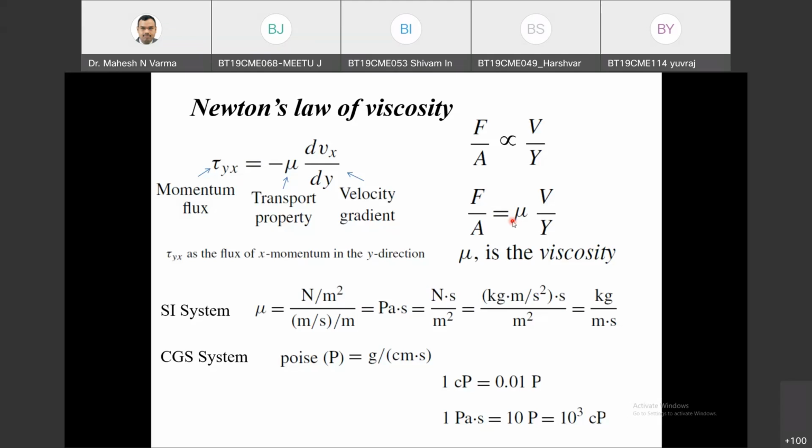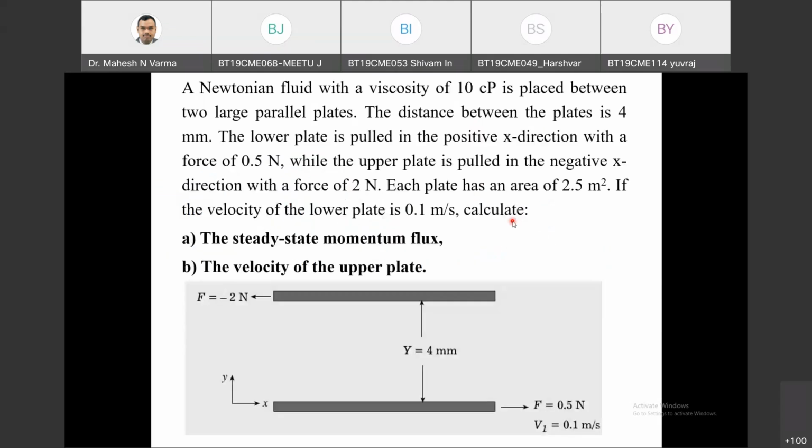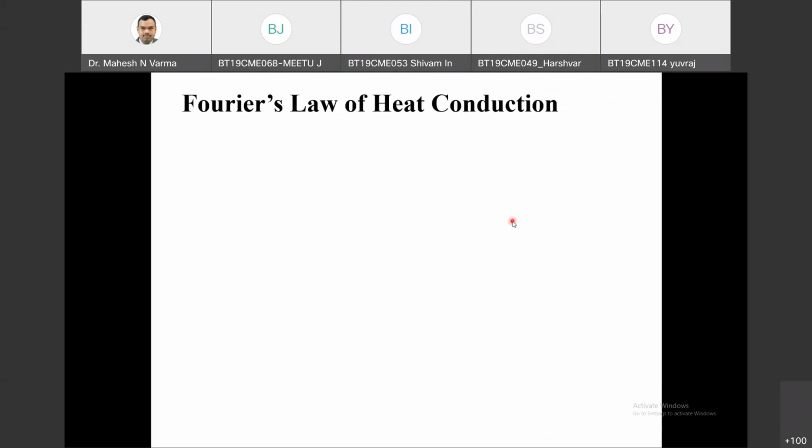Okay, then now we'll move on to Fourier law of heat conduction. This is just a problem, so we'll try to solve this problem maybe in tutorials. The tutorial is kept just for solving problems. So just leave aside that problem. We'll move on to Fourier law of heat conduction.